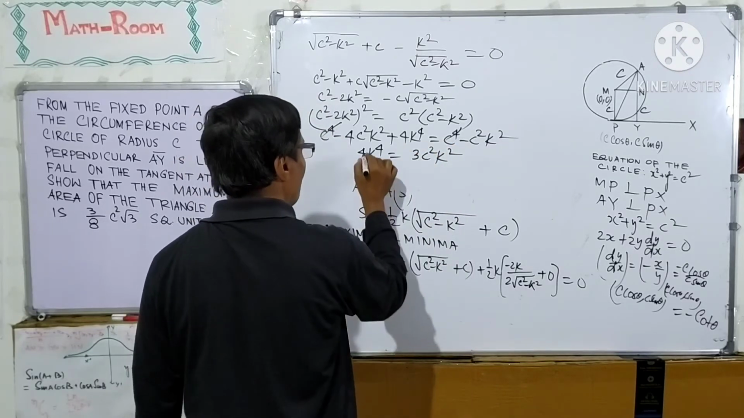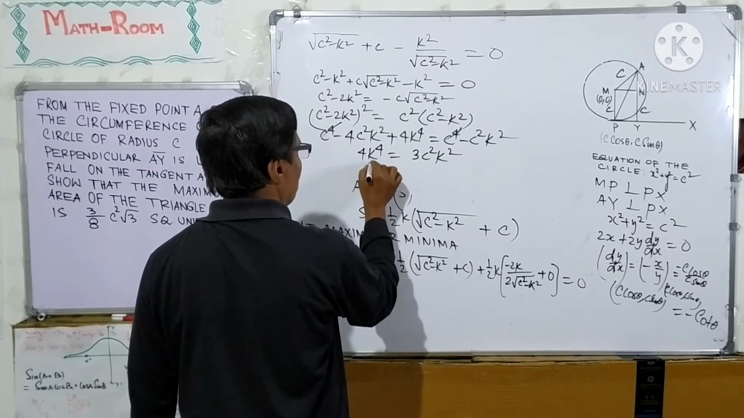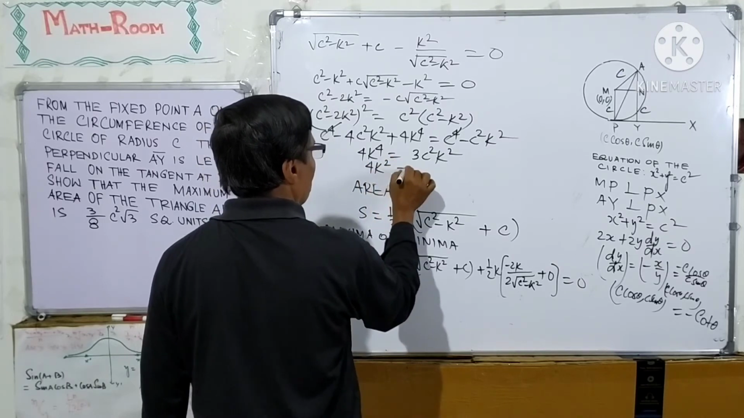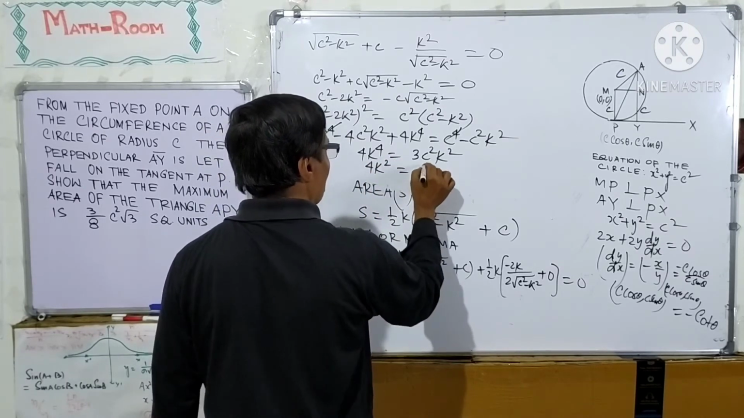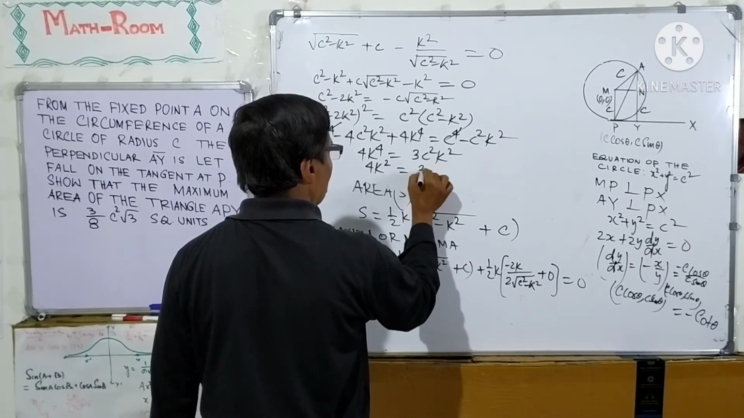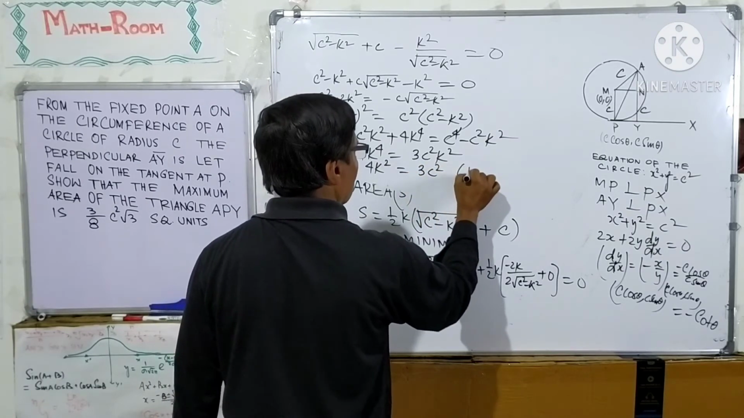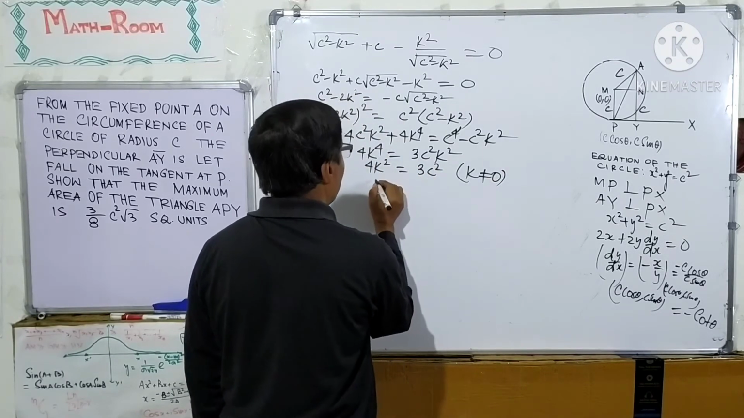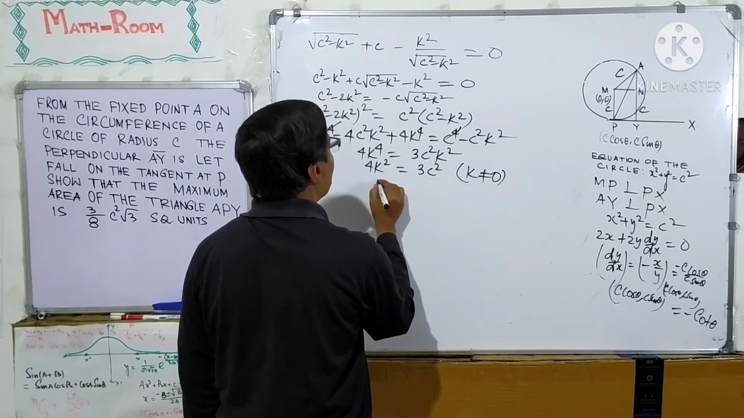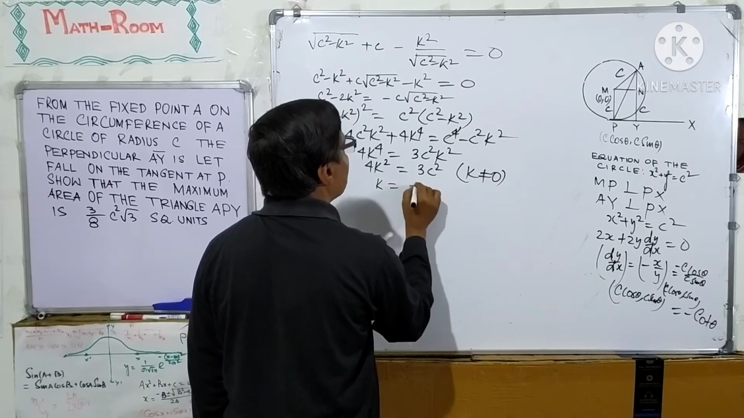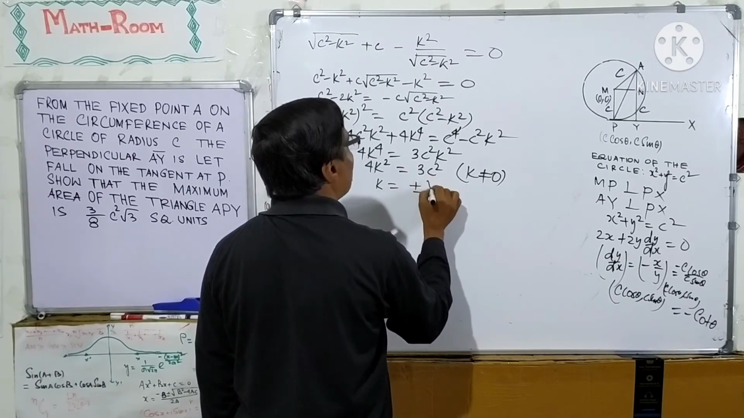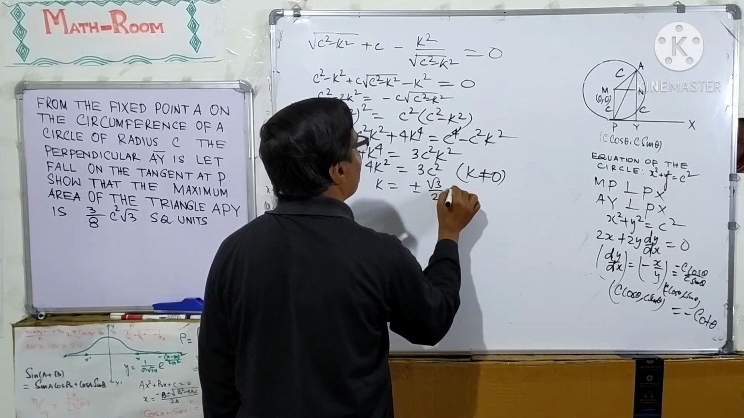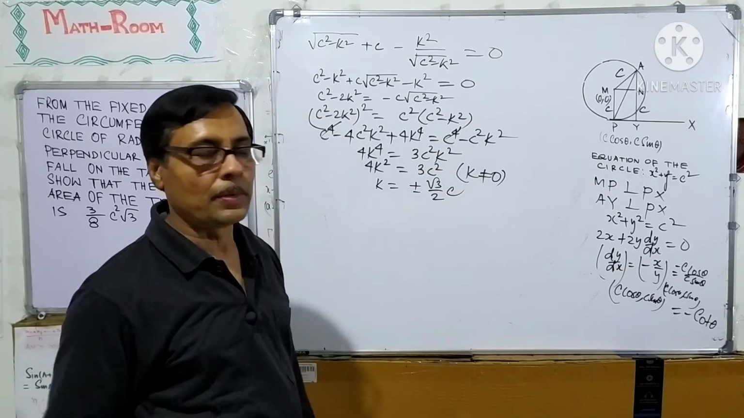Also 4k square equal to 3c square, because k not equal to 0. So, k square equal to 3 over 4 c square, that is k equal to plus minus root 3 over 2 c. This is the value of k.